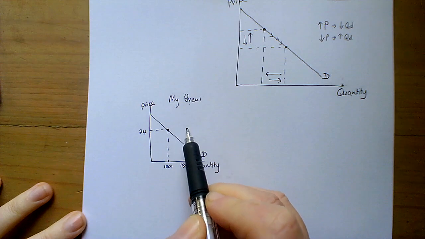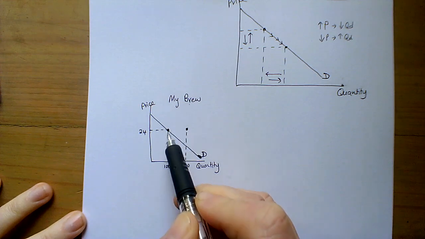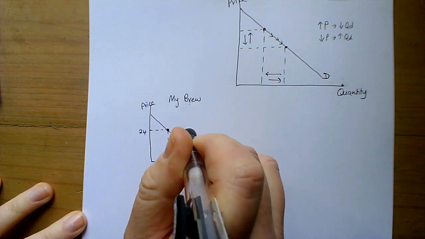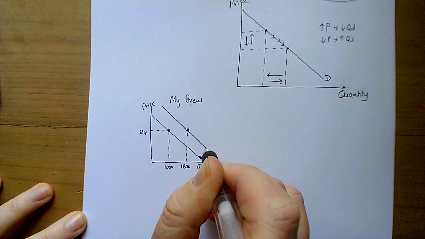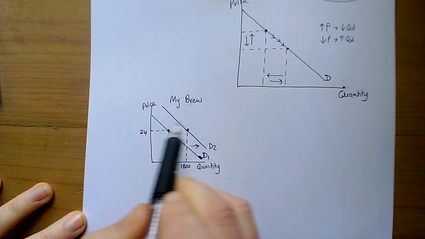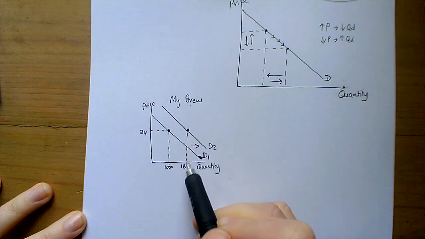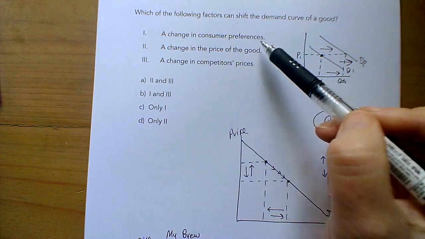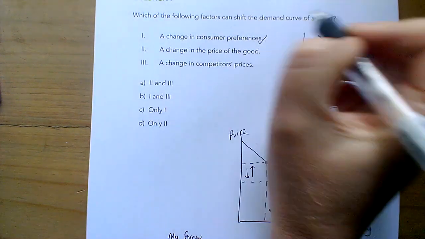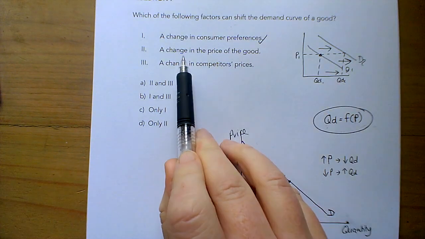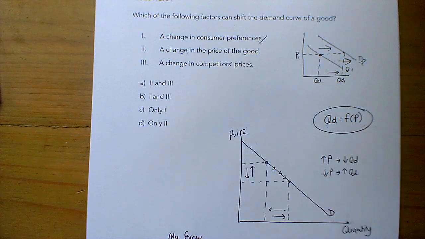That means that this 1,000 is no longer the quantity demanded at a price of 24. The quantity demanded has increased. And that could be represented by a shift rightwards of MyBrew's demand curve. And so a change in consumer preferences does shift the demand curve of a product. 2 then says, what about a change in the price of the good?